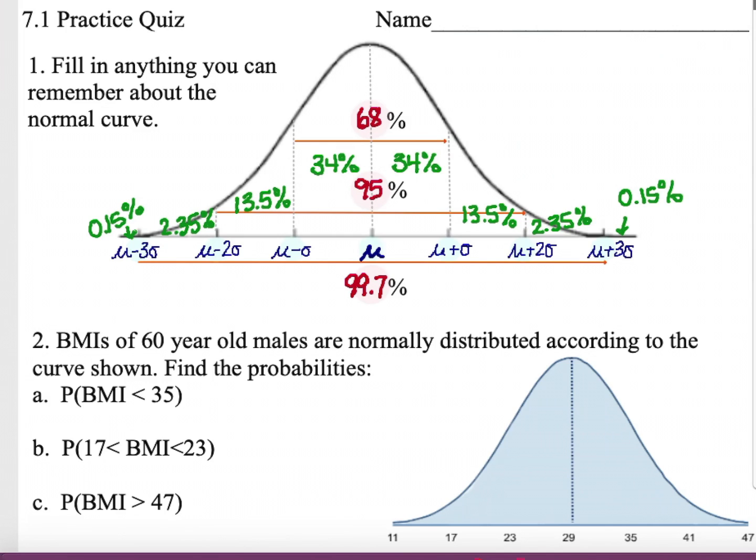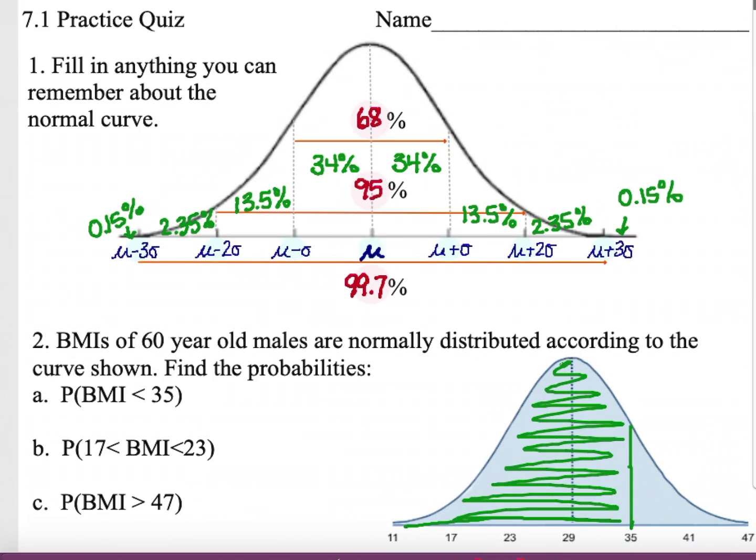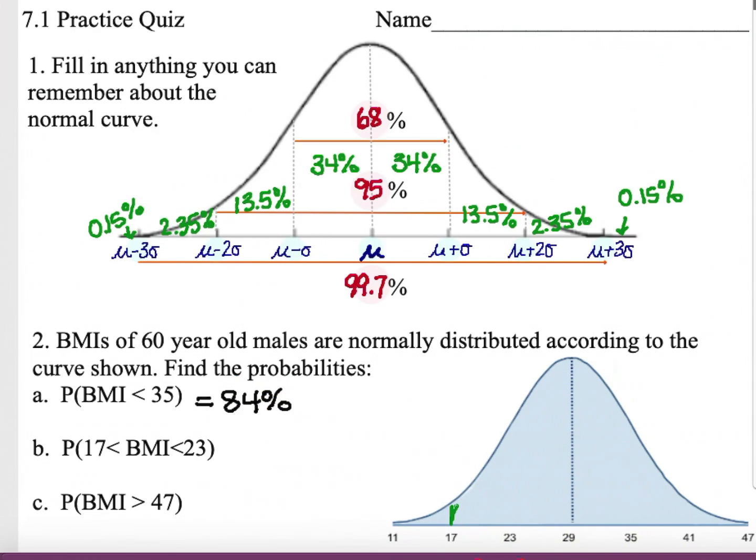For example, if our BMI for a 60-year-old male, the average is 29 and the standard deviation is 6, the probability of a randomly selected 60-year-old male having a BMI of less than 35, all we would do is calculate the area that's to the left of that 35 mark. We know that this chunk right here is 50%, and then this is another 34% right here, so we've got a total of 84%.